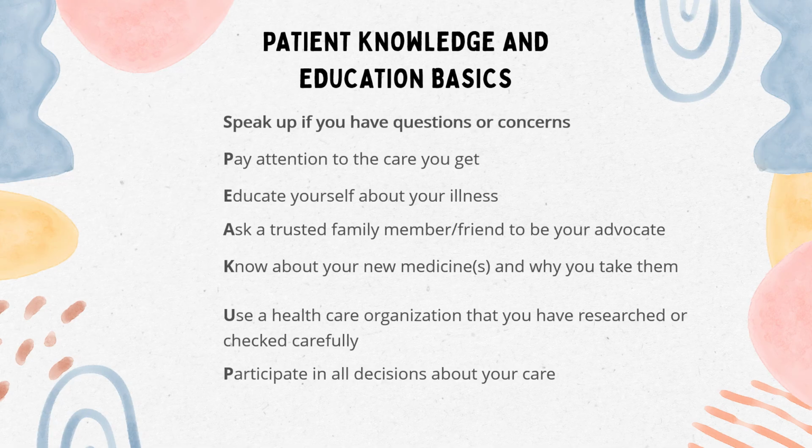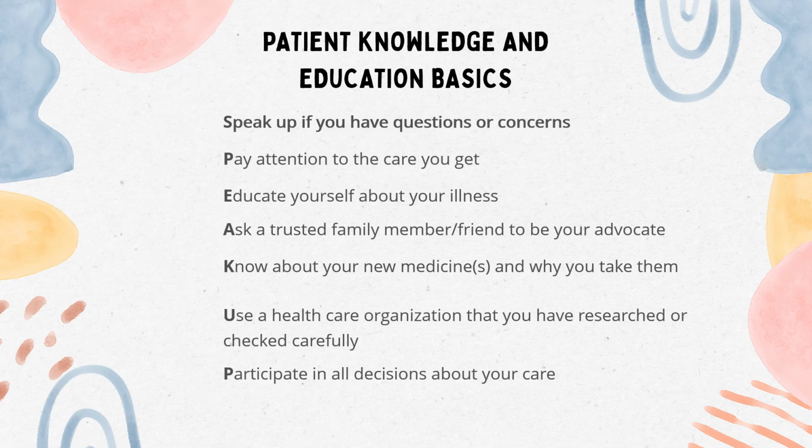So what are some patient knowledge and education basics that we can help teach our patient? So we can utilize the mnemonic Speak Up. So S is for speak up if you have questions or concerns. So making sure that our patient knows that they are able to ask any questions or concerns to you or anybody on their healthcare team. P is make sure that they pay attention to the care that they are receiving. E, educating yourself about your illness. So really making sure that your patient is knowledgeable on what is going on. A, have the patient ask a trusted family member or friend to be their advocate if they do not feel like they can advocate for themselves.